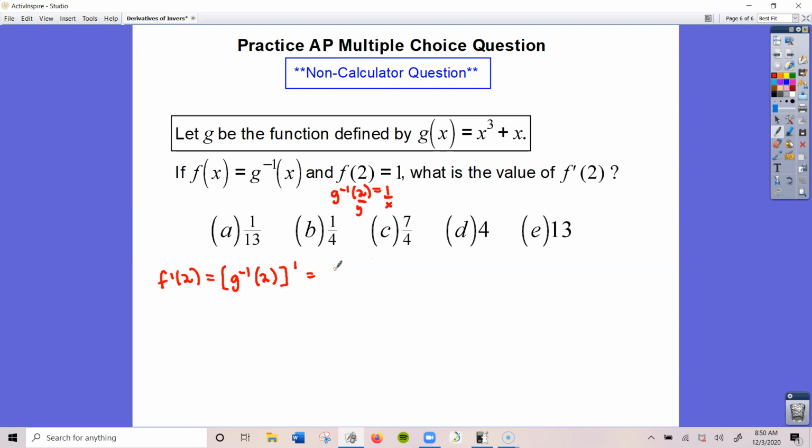So what I'm looking for here is 1 over g prime of 1. I have g of x given to me in the question, so now I just need to find g prime of x, which is equal to 3x squared plus 1. So now I can plug in the 1, and I get 3 times 1 squared, so 3 plus 1, which is 4. Therefore, we get that 1 over g prime of 1 is 1 over 4. So B. And that's derivatives of inverse functions.